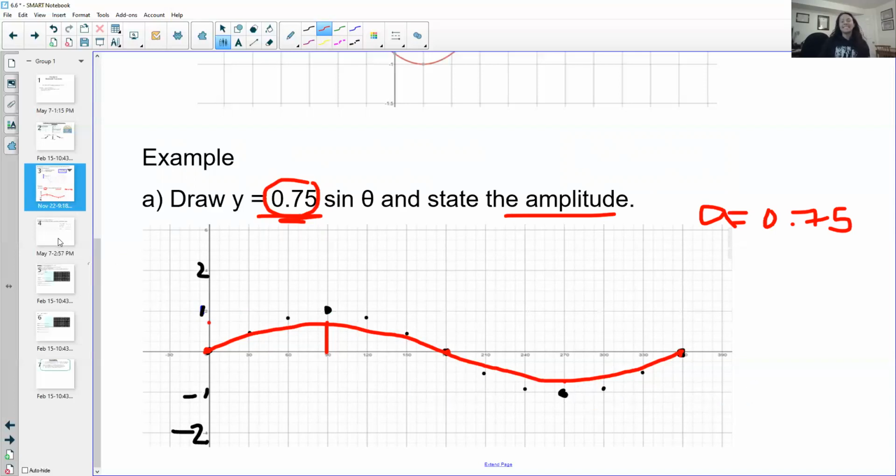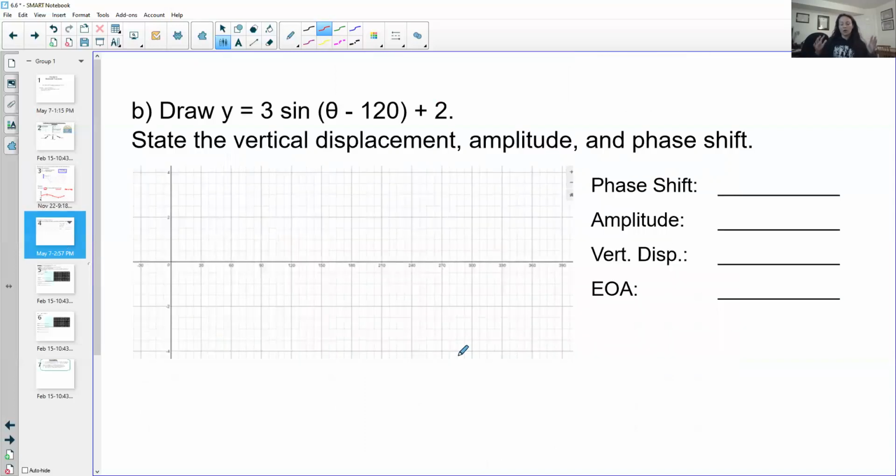I want to look at an example where now we mix all of our compressions and our shifts left and right and up and down, and we're going to put them all together. So this is what you're going to be working on for the rest of the section.